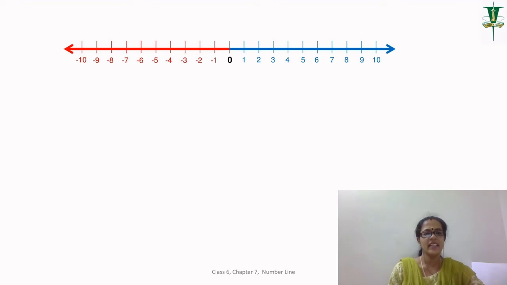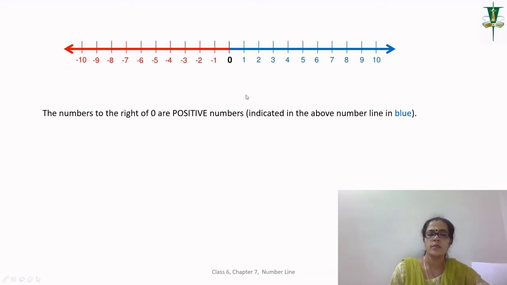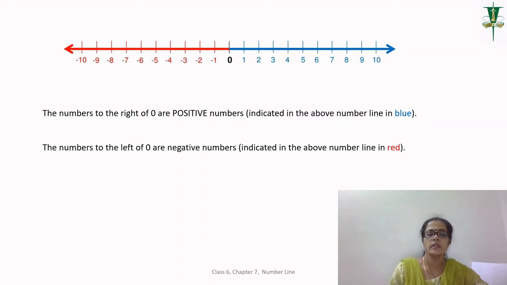Hi. In the last class, you have done natural numbers, whole numbers, and integers, right? Now we will proceed with using the number line to understand integers better. What I have drawn in front of you here is a number line. I have simply indicated all the positive numbers, that is to the right of 0, in blue, and the numbers to the left of 0 in red. Those are the negative numbers.